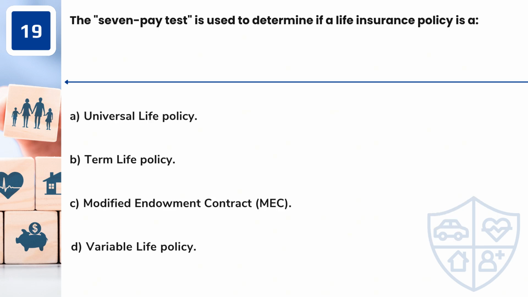Question 19. The 7-pay test is used to determine if a life insurance policy is: A. Universal life policy. B. Term life policy. C. Modified endowment contract, MEC. D. Variable life policy.